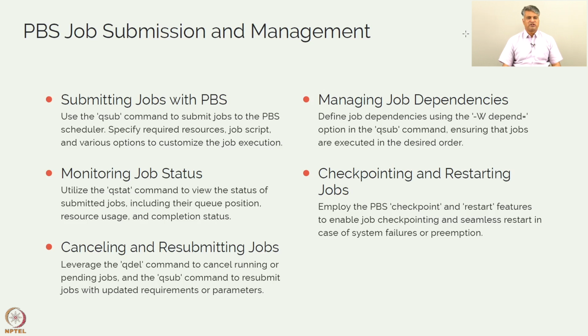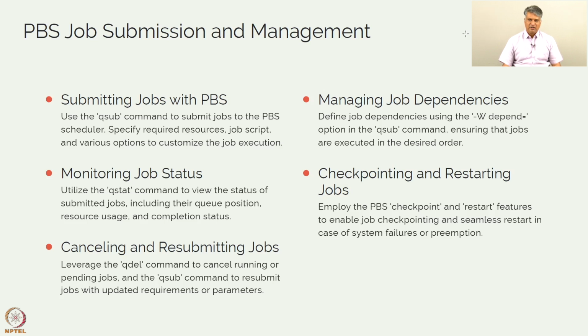Similar to SLURM, you submit jobs in PBS using the qsub command, and you can specify the required resources in a job script and put various options to customize the job execution. You can monitor the job status using the qstat command, which gives you the list of submitted jobs, including their queue position, resource usage, and completion status. You can leverage the qdel command to cancel running or pending jobs that you have submitted using qsub.